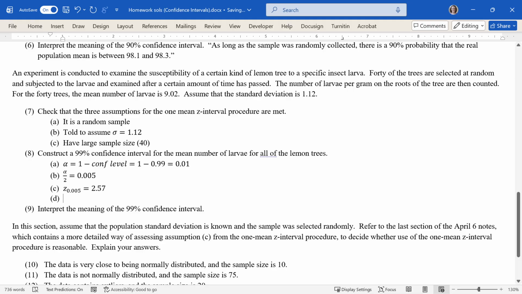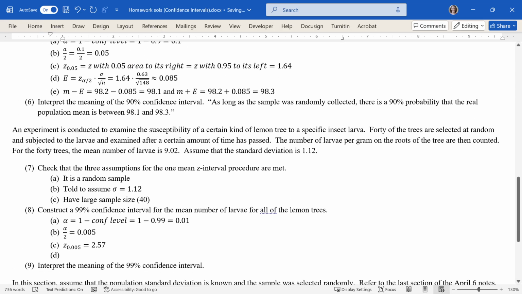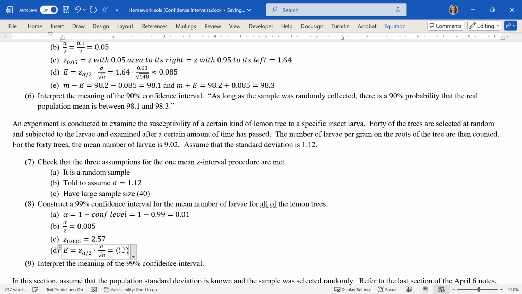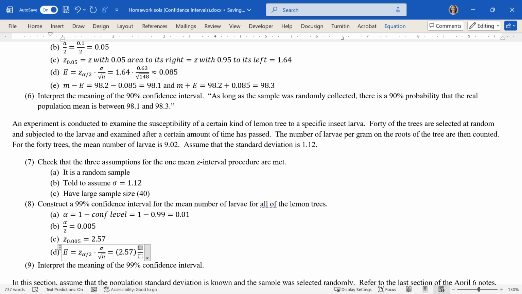All right. So for part D here, we're doing margin of error. I'm just going to copy the formula again. So for z alpha over 2, I'm getting 2.57. And then for the fraction here, sigma goes on the top. I was told to use 1.12, the square root of the sample size on the bottom, which was 40.